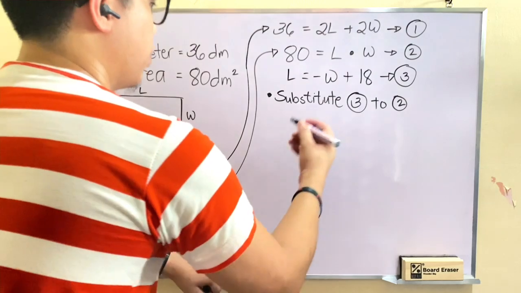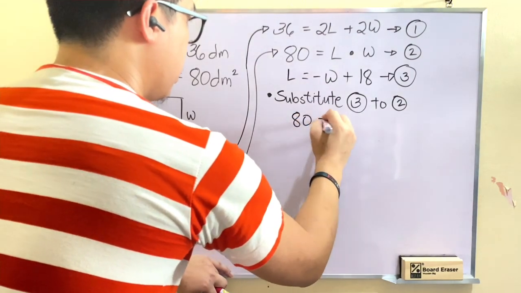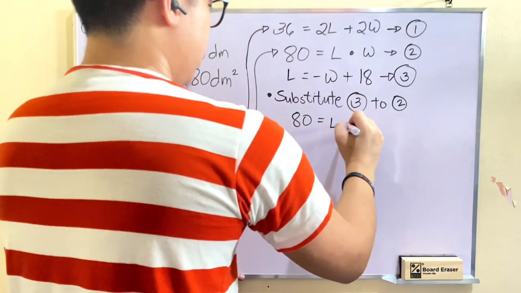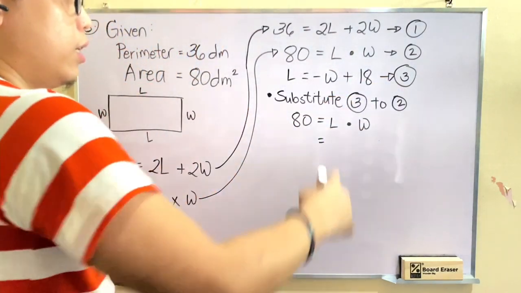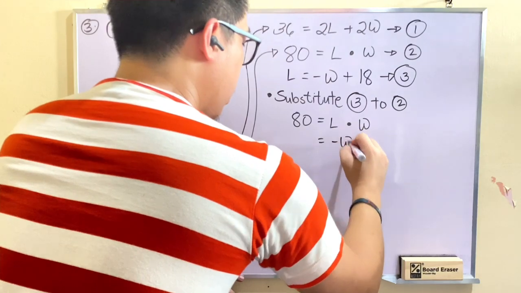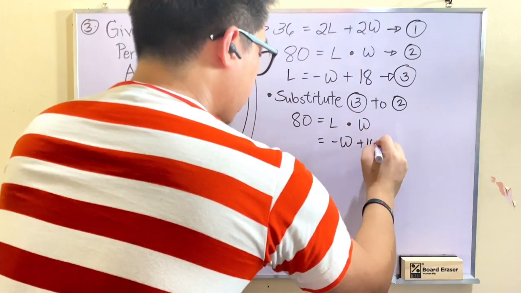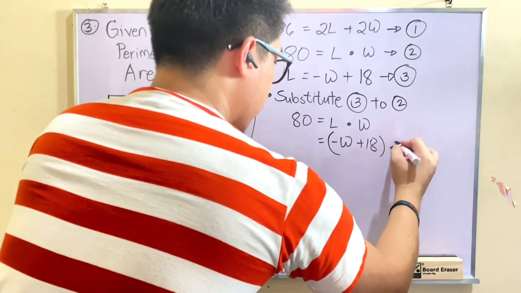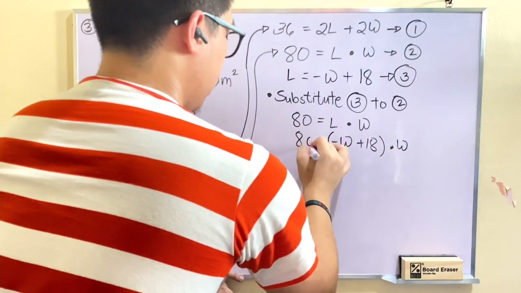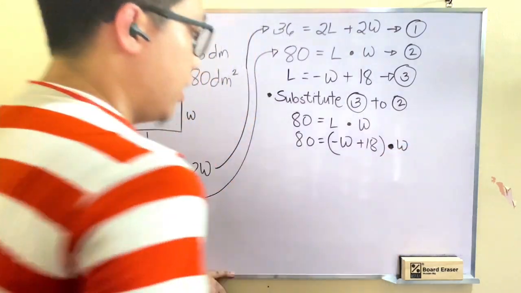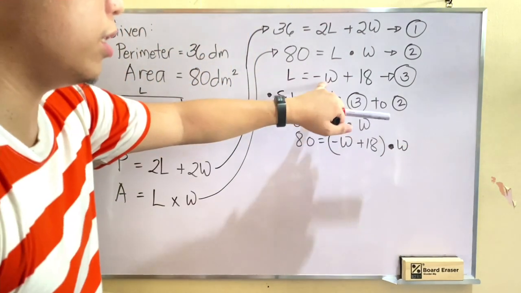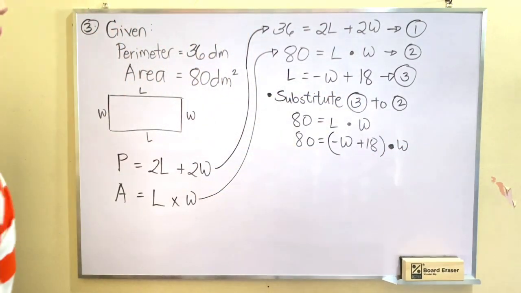Substitute natin. Ano ba yung equation 2? 80 is equal to length times width. Ano yung length natin based sa equation 3? So, negative W plus 18 times W is equal to 80. Gets guys? So, nawala yung L. Bakit? Kasi sinubstitute ko si equation 3.